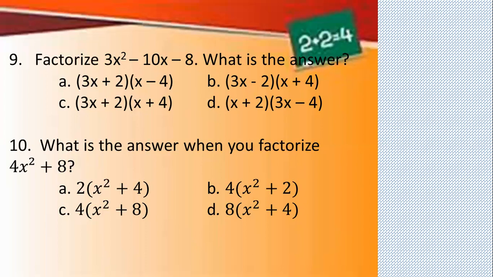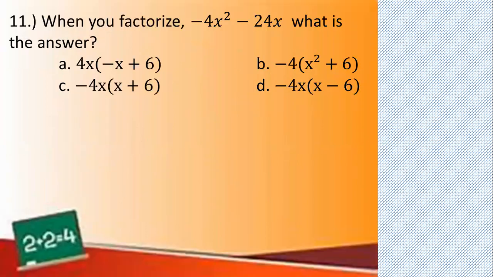All right, number 11. Okay, it is still factoring, number 11. Negative 4x squared minus 24x. What is the answer? Take out the common factor. Okay, and make sure you can get negative 4x squared minus 24x.